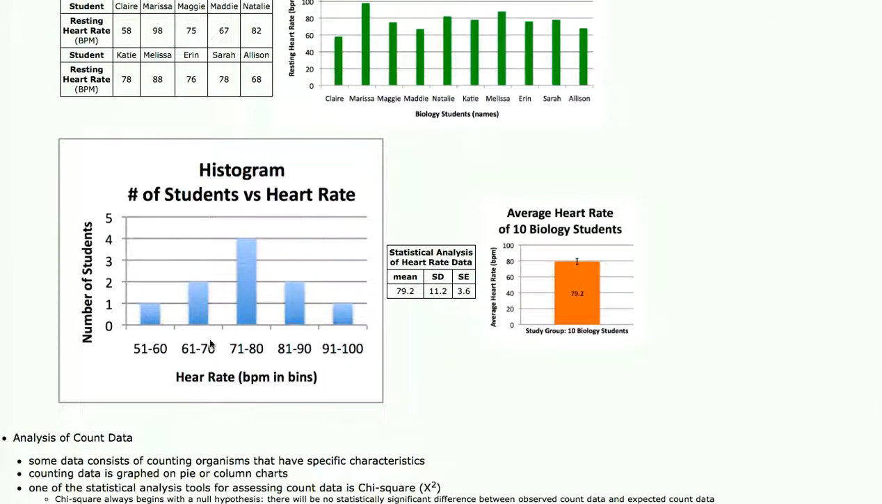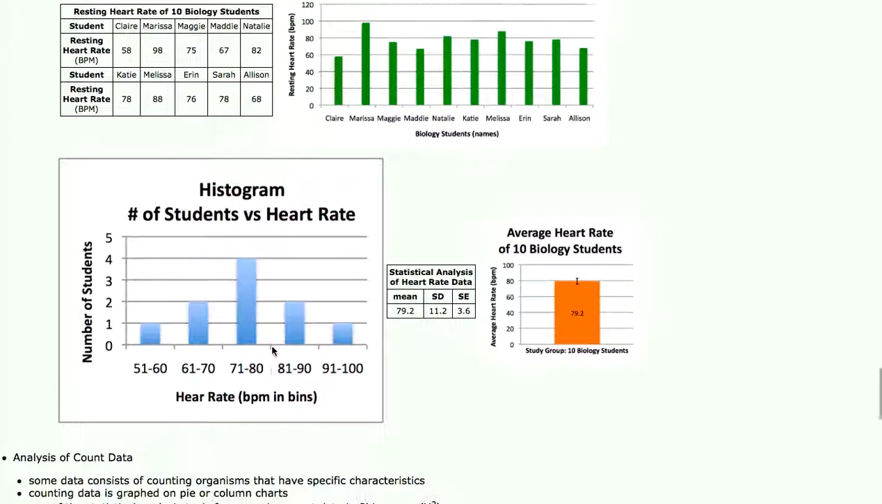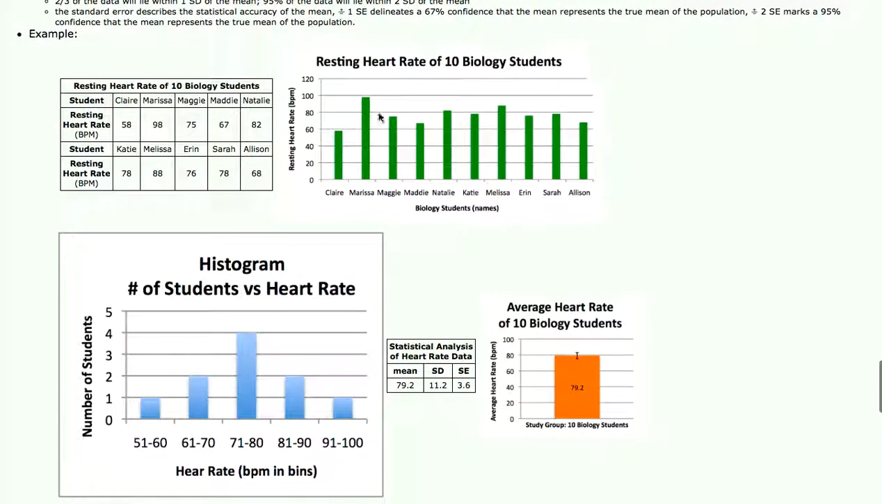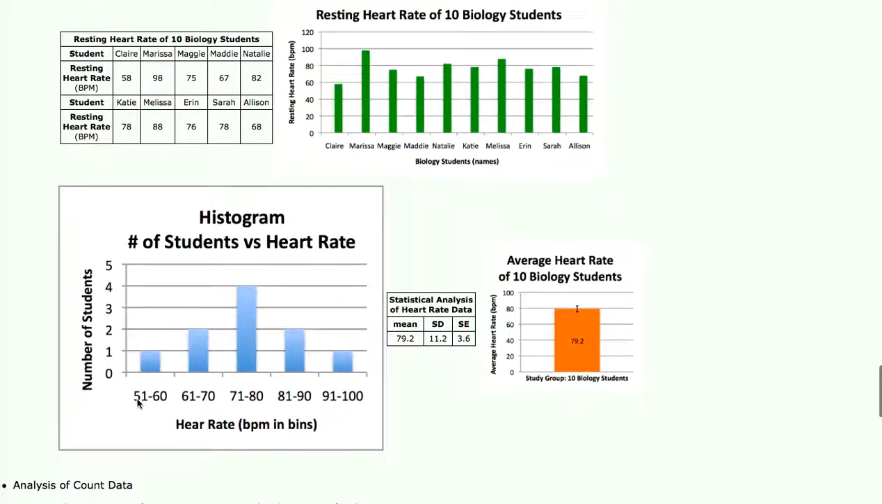This right here is showing a histogram of those heart rates. A histogram is a summary of this sampling data. And this is showing in brackets heart rate in beats per minute, people 51 to 60, people 61 to 70, people 71 to 80, people 81 to 90, and people 91 to 100. So what we're saying here is there were 4 people that had a heart rate between 71 and 80 in our sampling.